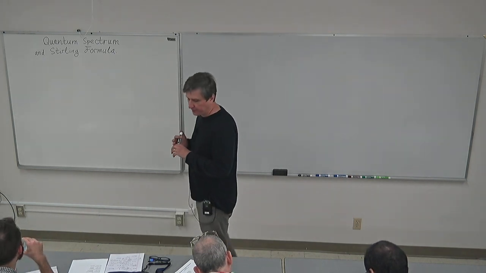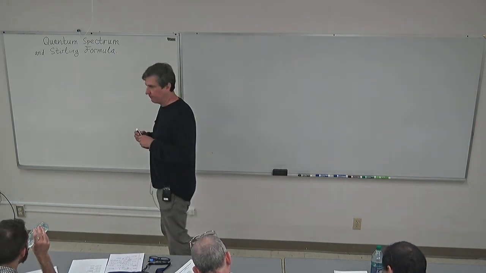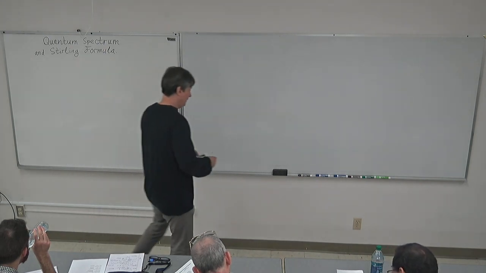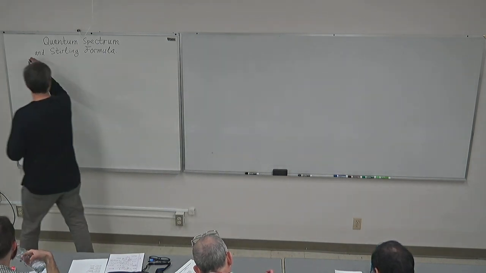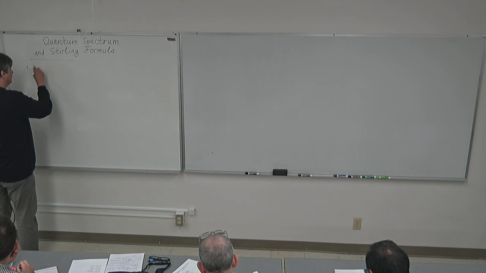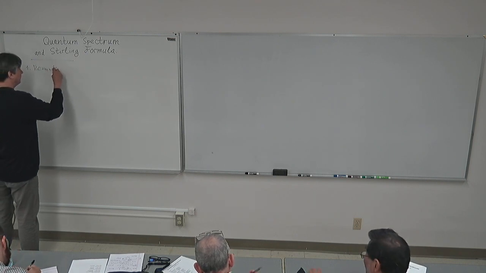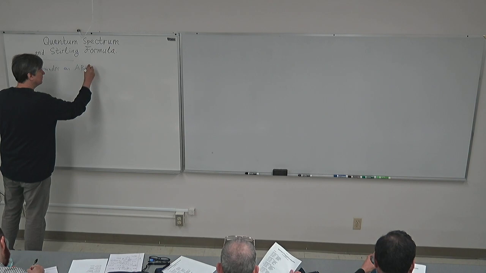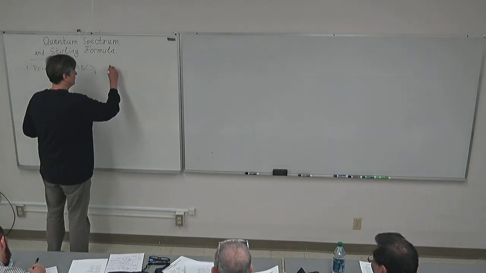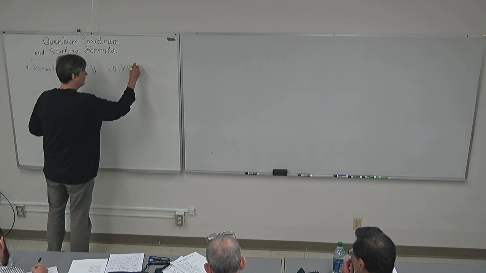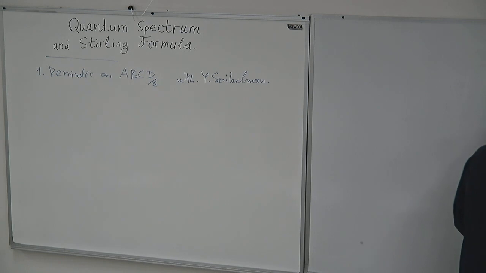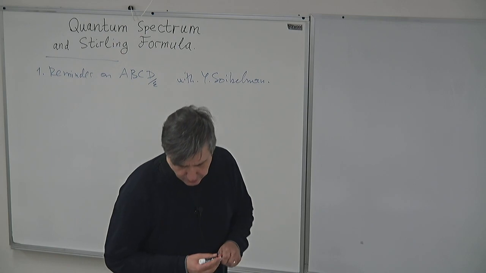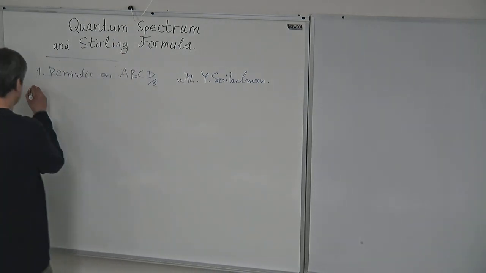So I want to compare two stories. The first story will be the ABC epsilon or D story with Jan. First, a reminder on ABCD epsilon with Jan Söbelmann. It was the only paper which we wrote on the subject. So I will come with a simplified setup.